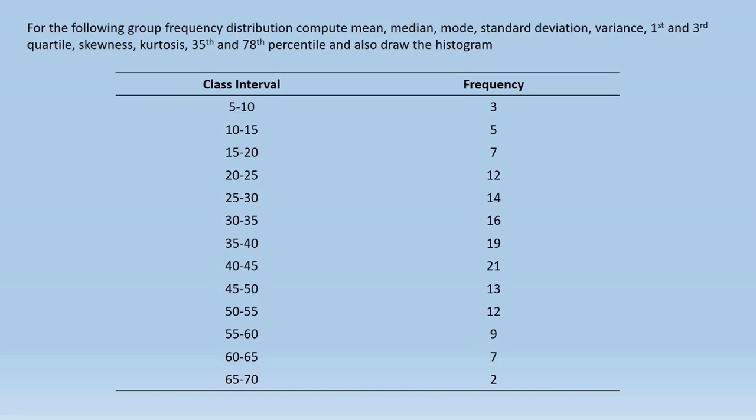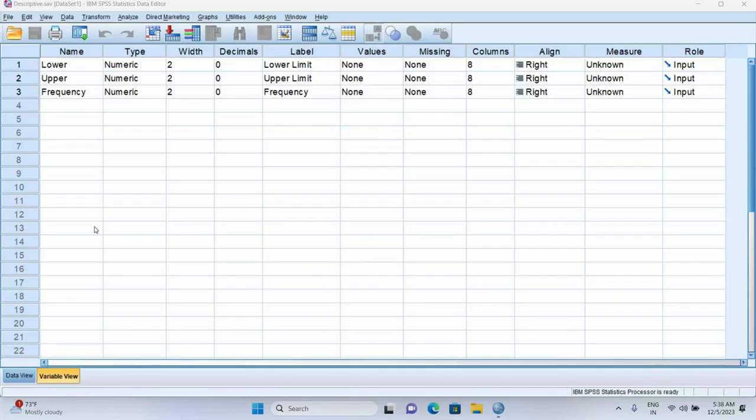and their corresponding frequencies. So now we moved into the SPSS software, where in the variable view I have three different variables. First one is named as lower, as it is the lower limit. I labeled it here. Next is the upper, that is upper limit, and next is the frequency. Everything is of type numeric, having the width 2 and no decimal point, as the lower limit, upper limit, as well as the frequency doesn't have any decimal point in them.